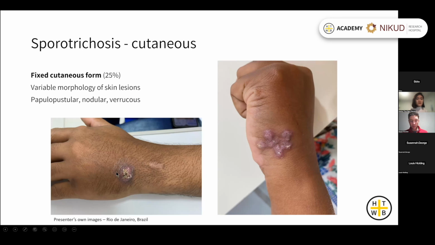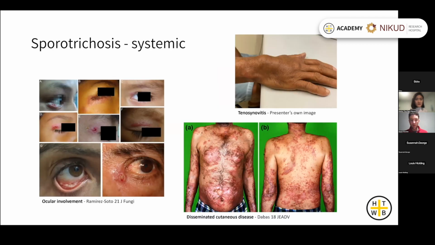And then this is the fixed cutaneous form. So this is where infection is just localized to the site of inoculation. So you have a single lesion or maybe a plaque like this with some satellite lesions, but it's localized just to the area of initial infection. There are also some systemic presentations of sporotrichosis, and this usually occurs in immunosuppressed patients. And here you might have widespread skin involvement, bone and joint involvement, and even some ocular presentations.